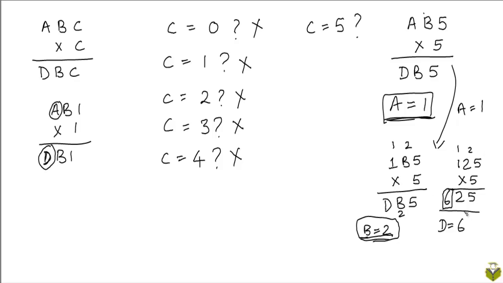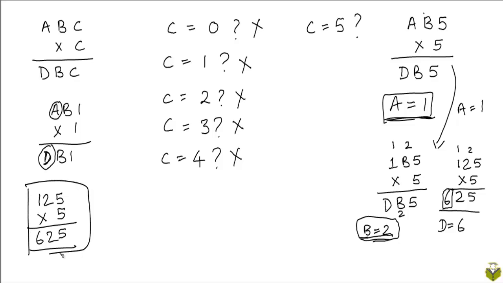So one possible solution to this cryptarithm is 125 times 5 is 625. This is one of the solutions. But again, some of the cryptarithms could have multiple solutions, so we need to enumerate the other possibilities as well. Now we were enumerating different values for B here. We had put B equal to 0, B equal to 1, and B equal to 2, and we saw that for B equal to 2 we get a legitimate mathematical operation, legitimate multiplication operation.